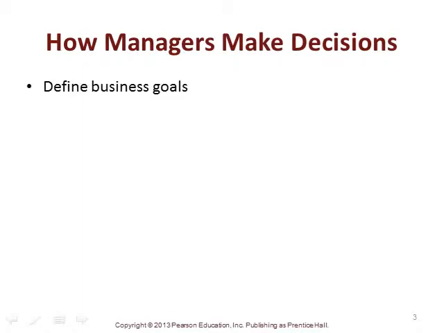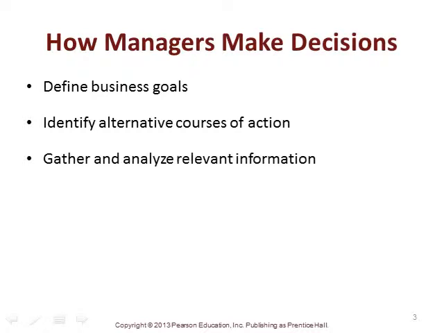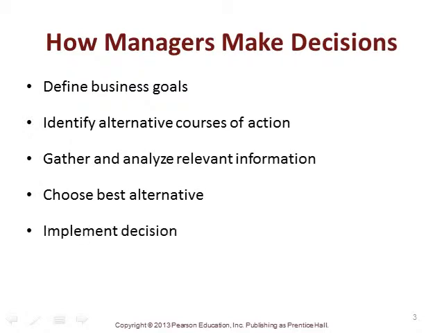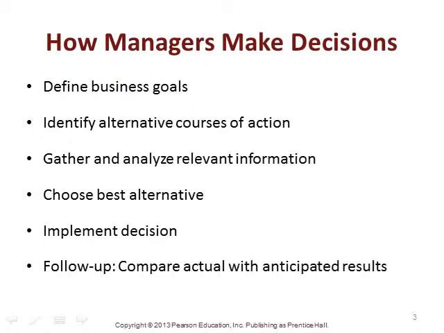So first we want to define what our business goals are. We'll identify the alternative courses of action. So what do we have available to us to pursue? We want to gather and analyze the relevant information, choose our best alternative, then implement the decision, and then we want to always go back and follow up and compare actual with anticipated results.